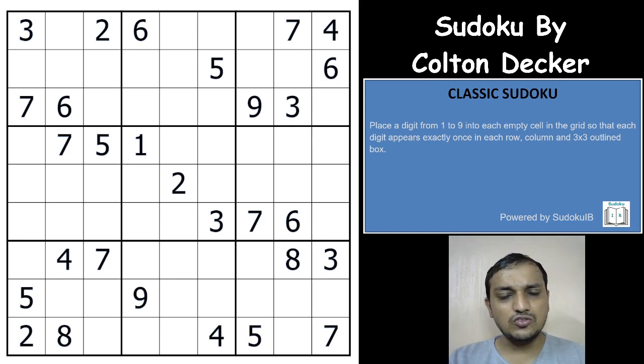And coming back to this Sudoku, so classic Sudoku rules apply. You need to place digits from 1 to 9 in each row, each column and 3 by 3 box without repetition. And with that we'll start solving this Sudoku, right?